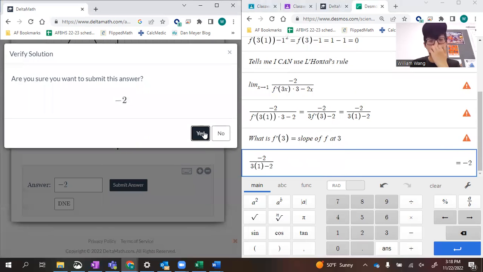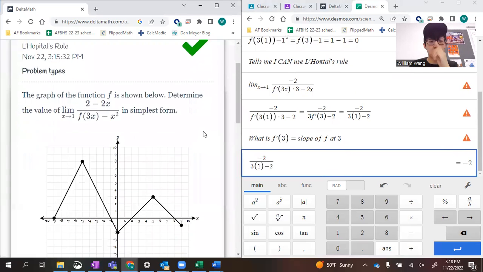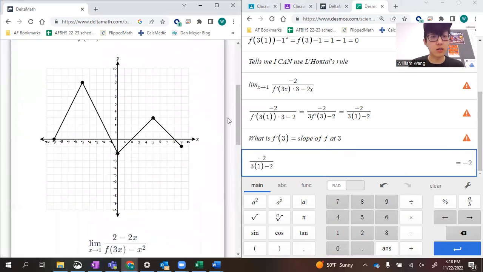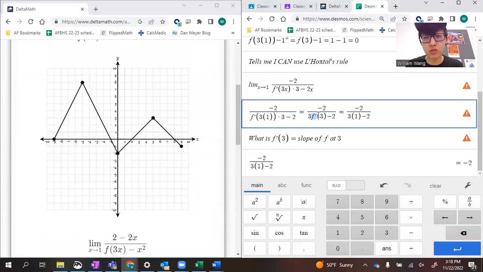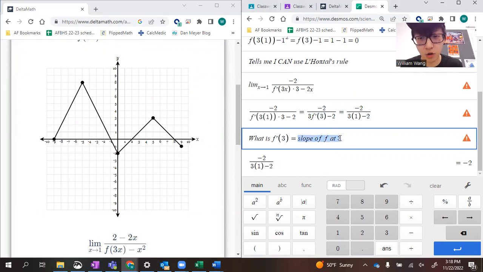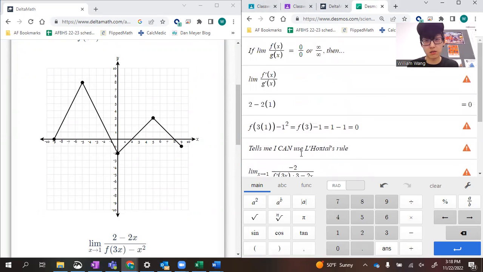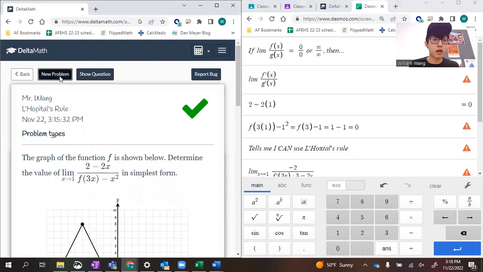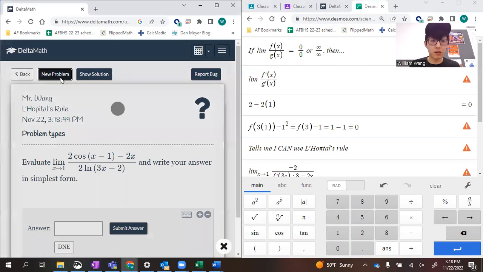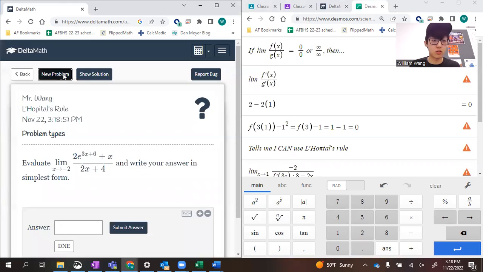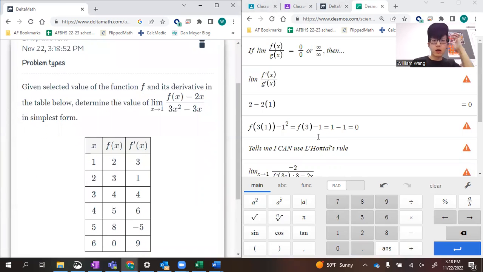All right. So hopefully that makes sense. Really the main takeaway here is that when you're looking for f prime of 3, look for the slope at 3. That's the main thing. All right, let's try one more problem, which is the table problems. Okay, here's a table problem.